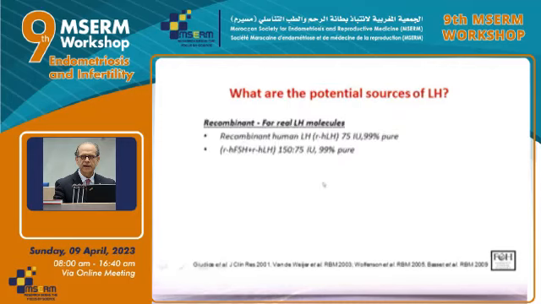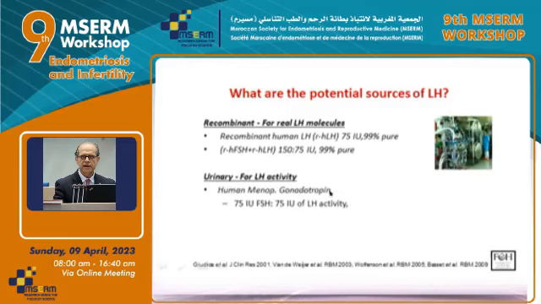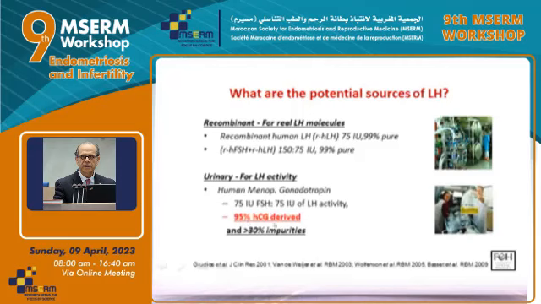So what are the potential sources of LH? We can use recombinant LH nowadays, either by itself or in a combination with FSH, and this is quite pure LH activity. And we can use urinary LH, where we are supposed to have 75 units of FSH and 75 units of LH. Unfortunately, when analyzing the LH activity, it derives from HCG, because of the very high purification of the urinary product nowadays.